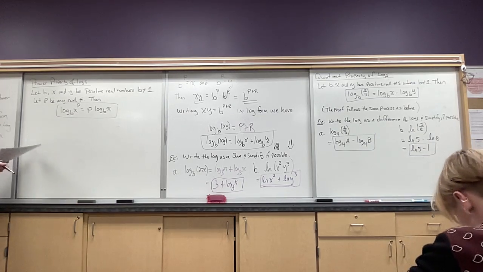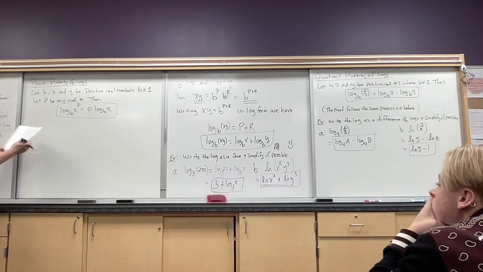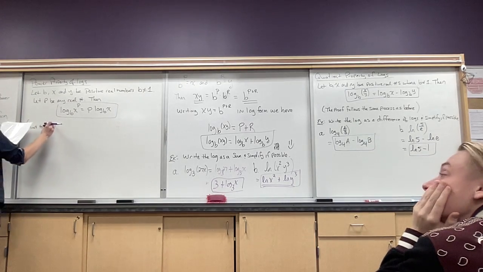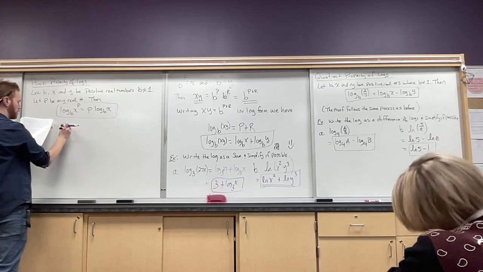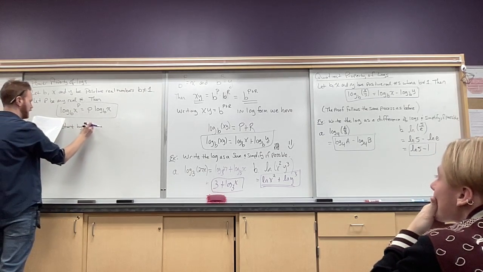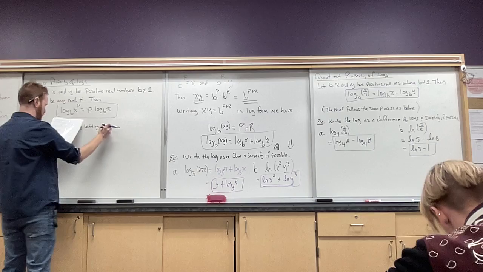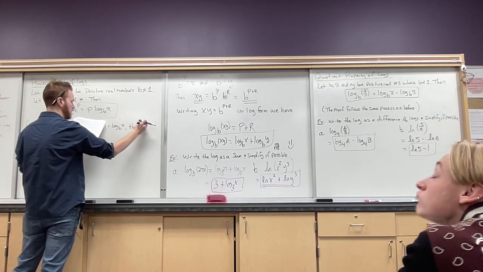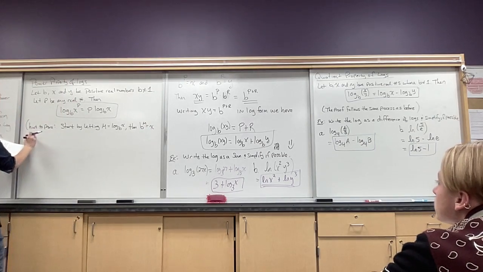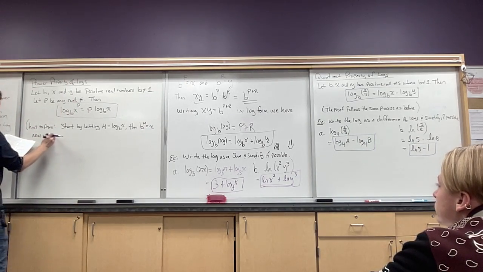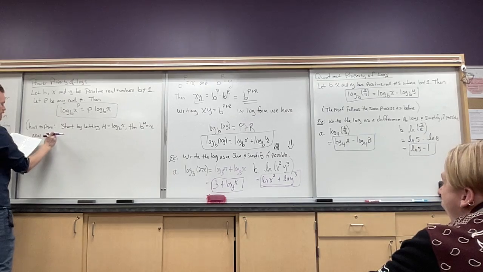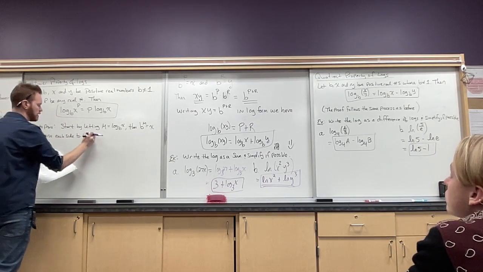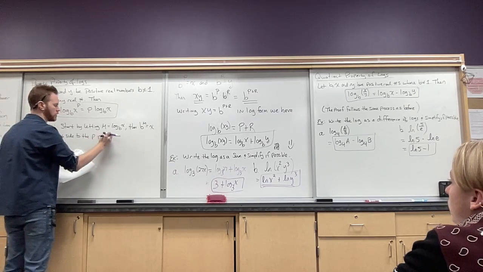So like I said, that one you're going to prove as well, but I'm going to give you a little hint to help you with it. Okay? So I'm going to put here hint to prove. Start by letting m equal log base b of x, then b to the m equals x. Now raise each side to the p power. So there's my hint for you.